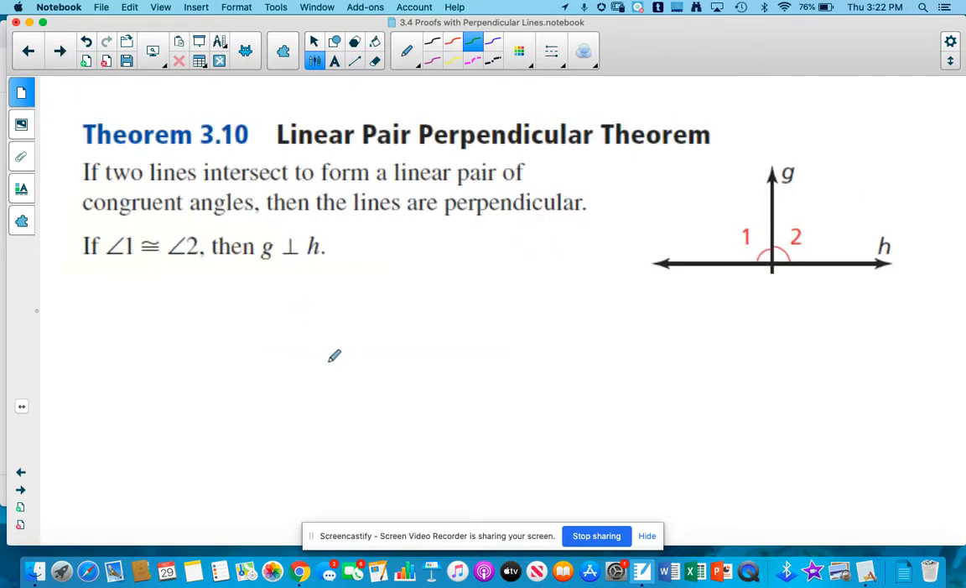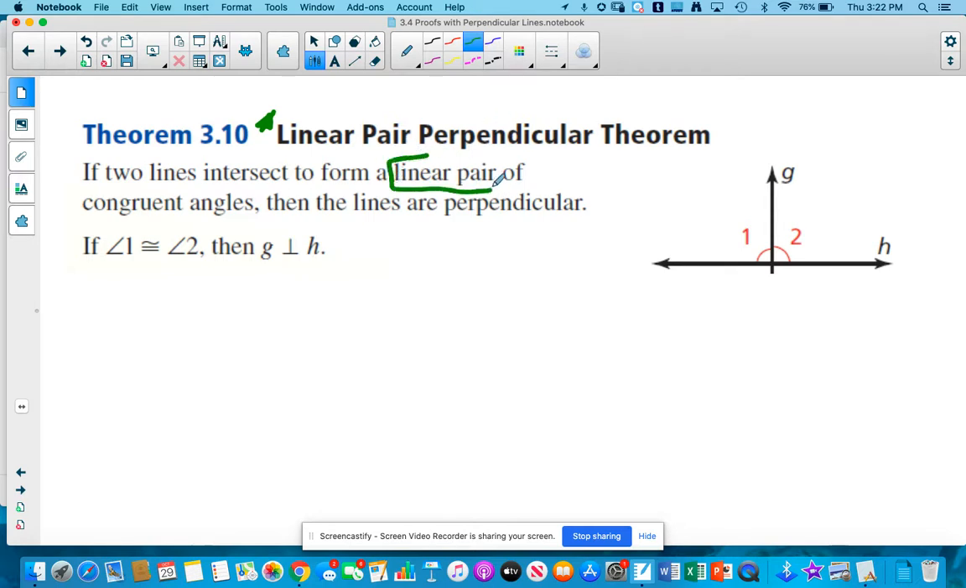All right, so now let's talk about Theorem 3.10. Write this one down, the linear pair perpendicular theorem. It says, if two lines intersect to form a linear pair of congruent angles, then the lines are perpendicular, okay?